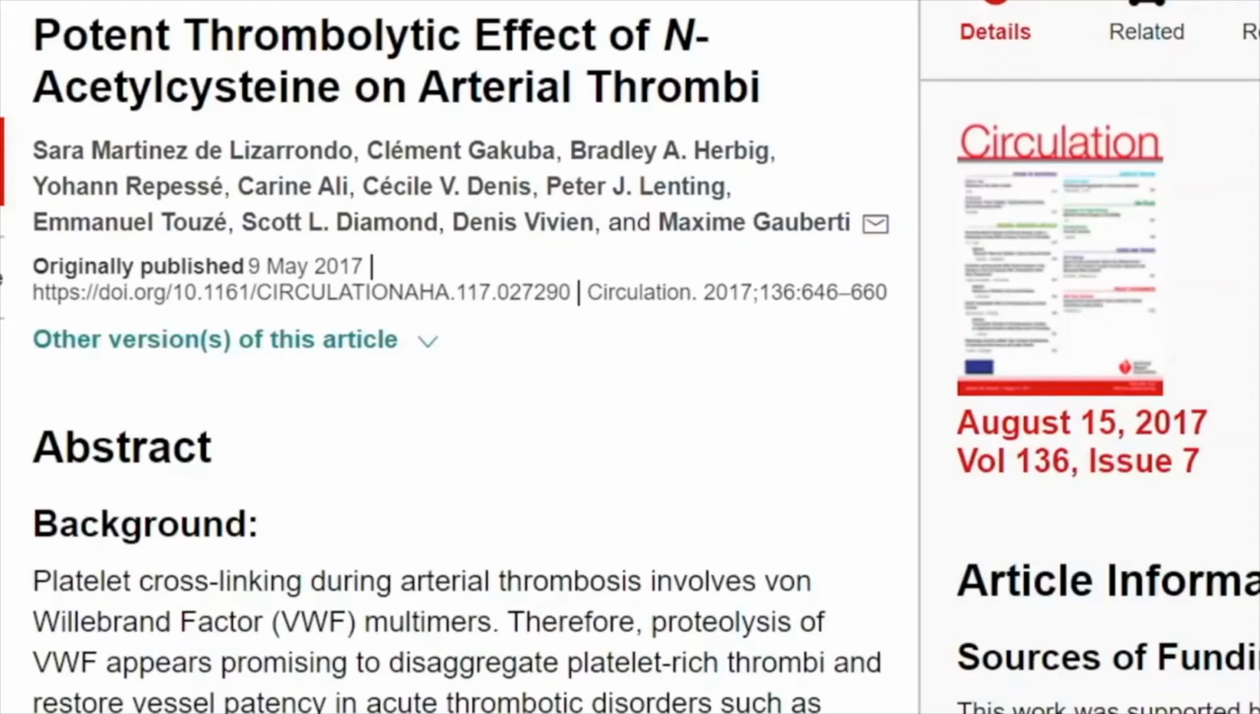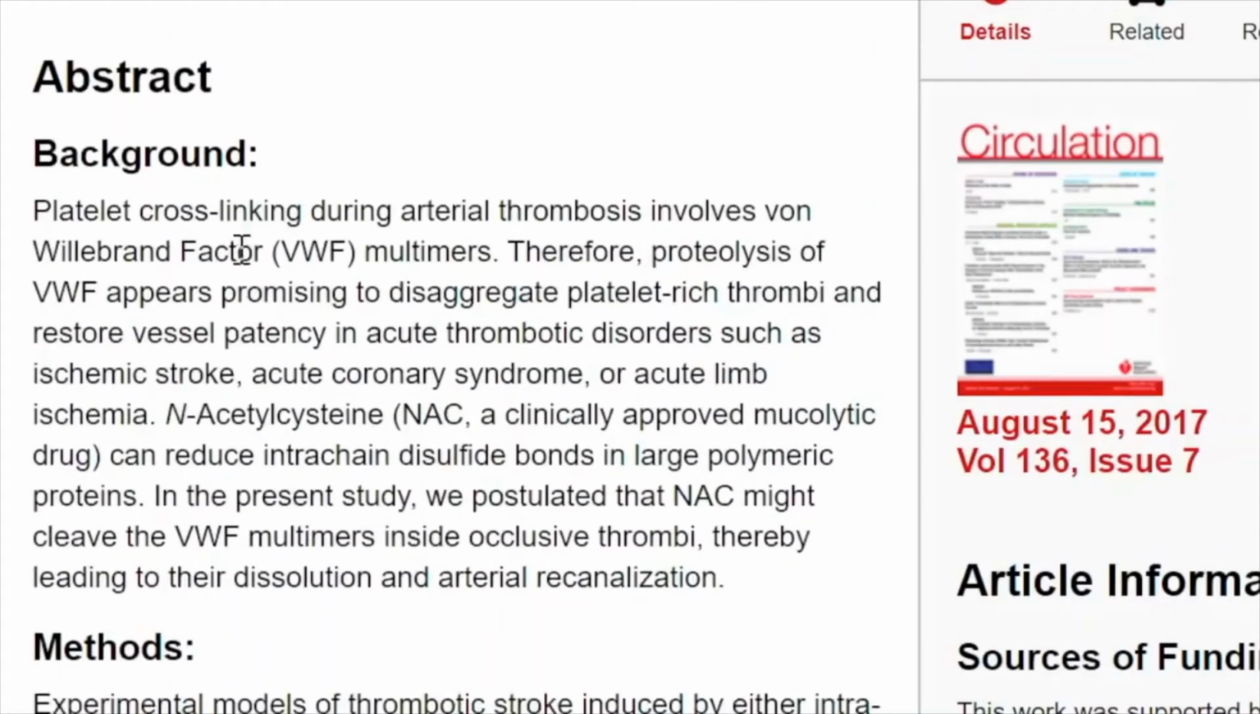Well, here's a paper titled Potent Thrombolytic Effect of N-acetylcysteine on Arterial Thrombi. And let me just say, Circulation is a very prestigious journal. Certainly it is peer-reviewed. And what they say here is that platelet cross-linking during arterial thrombosis involves von Willebrand's factor multimers. Therefore, proteolysis, that means breaking up, of von Willebrand factor appears promising to disaggregate platelet-rich thrombi and restore vessel patency in acute thrombotic disorders such as ischemic stroke, acute coronary syndrome, or acute limb ischemia.